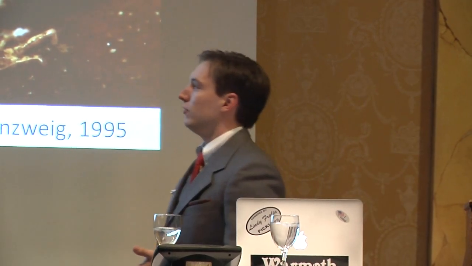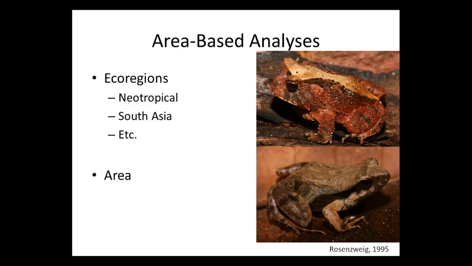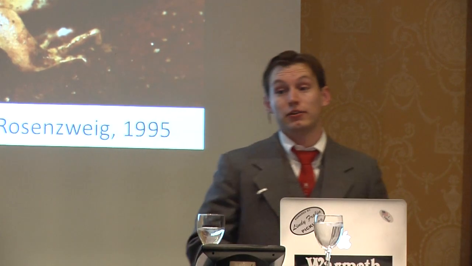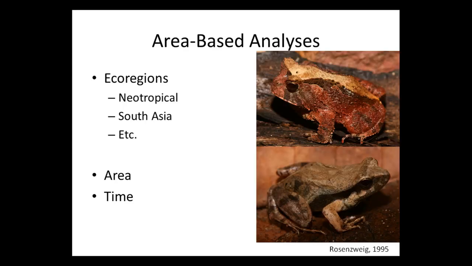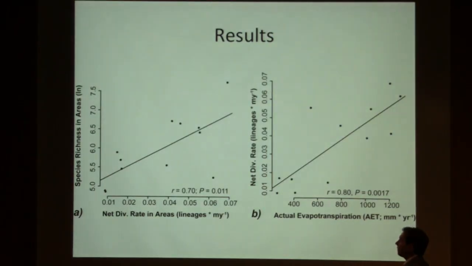We can also estimate speciation rates and see if those are related to the area of those regions. Maybe larger areas have more niches open and cause species to accumulate more quickly. So we can try to relate that to time and rate. And what we actually find, interestingly enough, is that there's no effect of time. Time has no effect on species richness, whereas the diversification rate in areas is strongly related to the species richness, and the diversification rate in areas is strongly influenced by the energy in those areas.